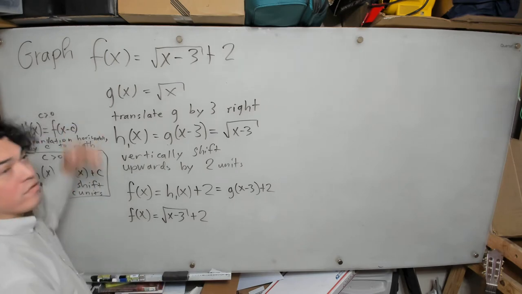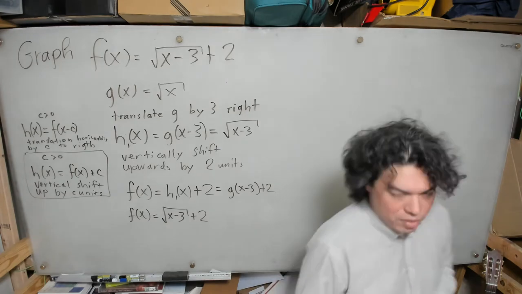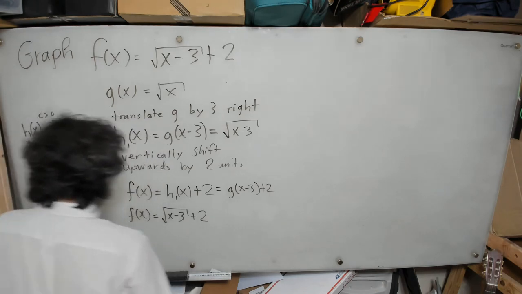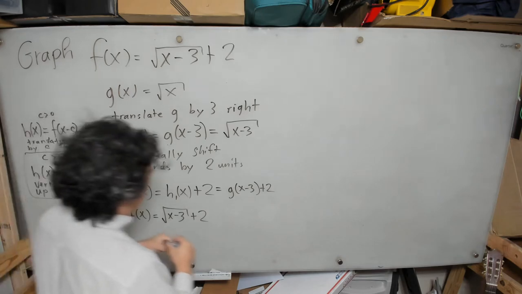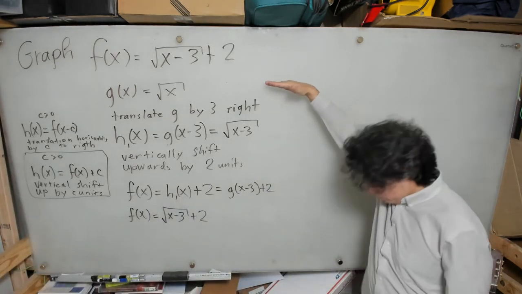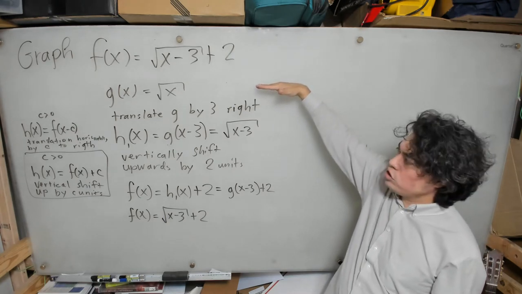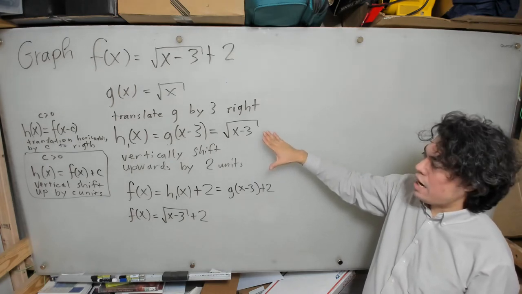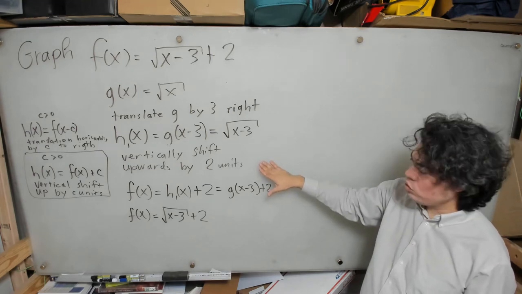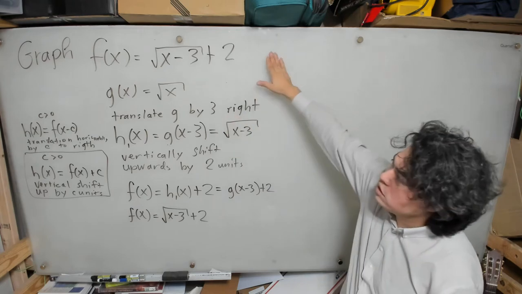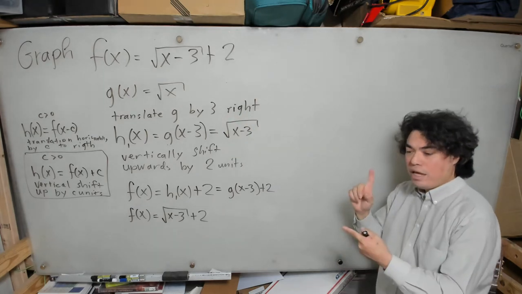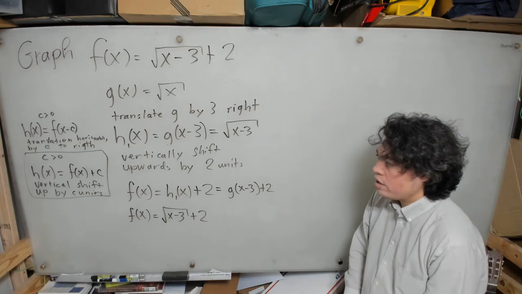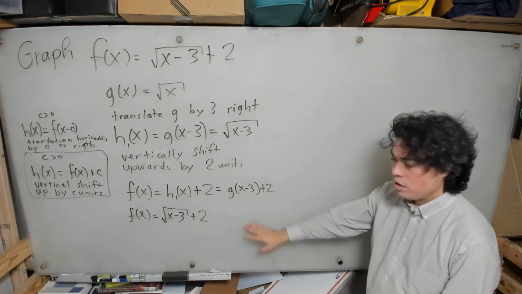So what I have just done here, and I'm going to mention several things. What we did here was we identified the parent function, g of x equals the square root of x. We identified that if we translated it 3 right, we get this intermediate function. And then if we take this intermediate function and vertically shift it upwards by 2 units, we arrive at the expression for f that is the expression we were originally given. So we see that from the square root parent function, if we translate by 3 right and we vertically shift upward by 2 units, then we get our desired function.